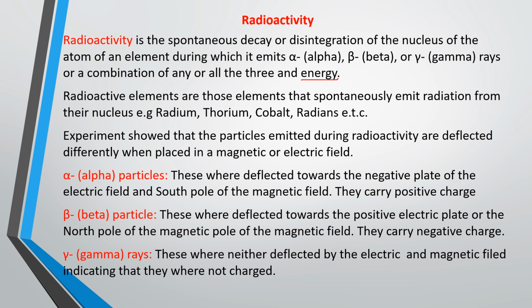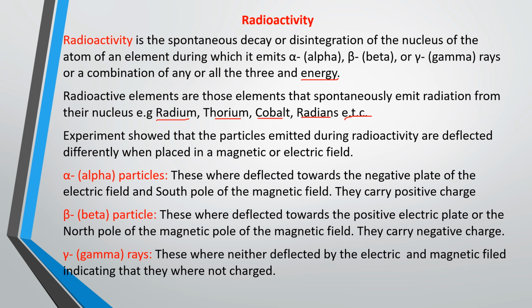So radioactive elements are those elements that spontaneously emit radiation from their nucleus. Examples of such elements are radium, thorium, cobalt. There are many. We have uranium, radium and all that. So we have many of them.